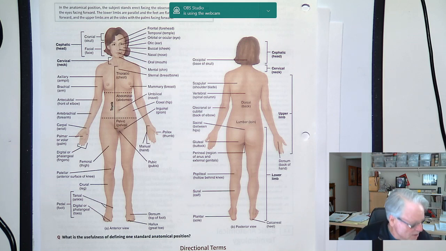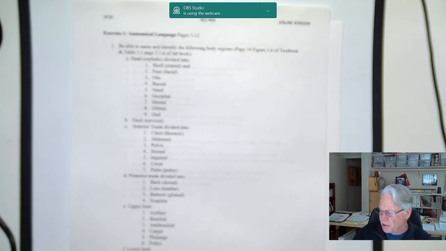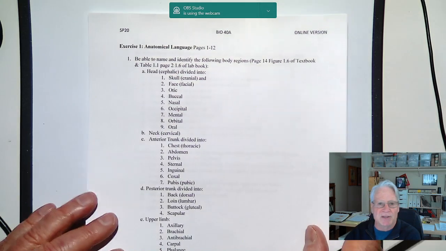So let's begin and take a look at the structures that we're going to identify and learn. And you'll have to do this on your own. I'm going to go through them and point them out. But in the end, you're going to have to sit down and just memorize this material.